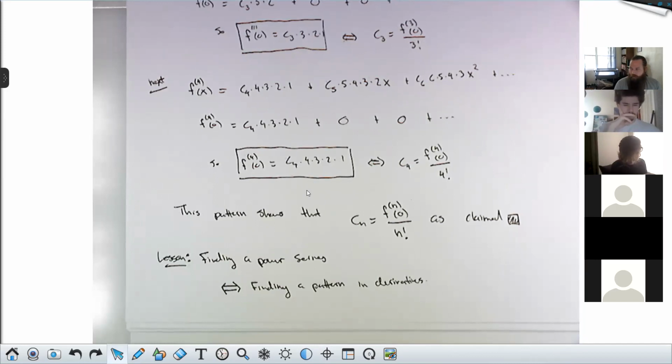You can see now why e to the x is so friendly to this, because the pattern in the derivative for e to the x is totally trivial. E to the x is always its own derivative. So let me show you how this goes.